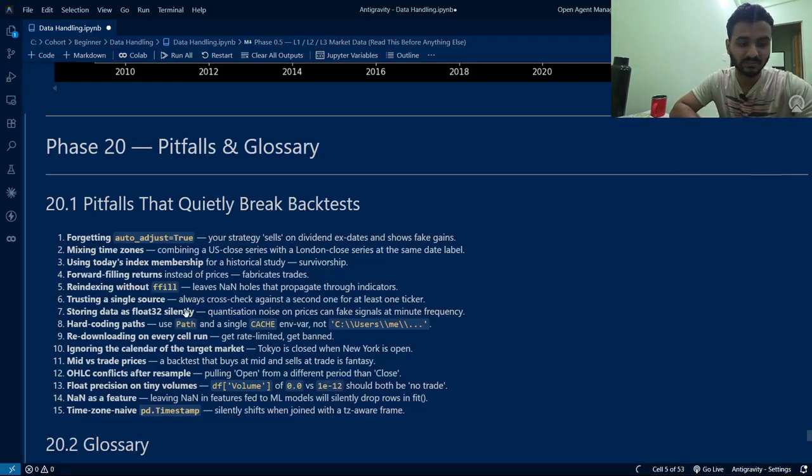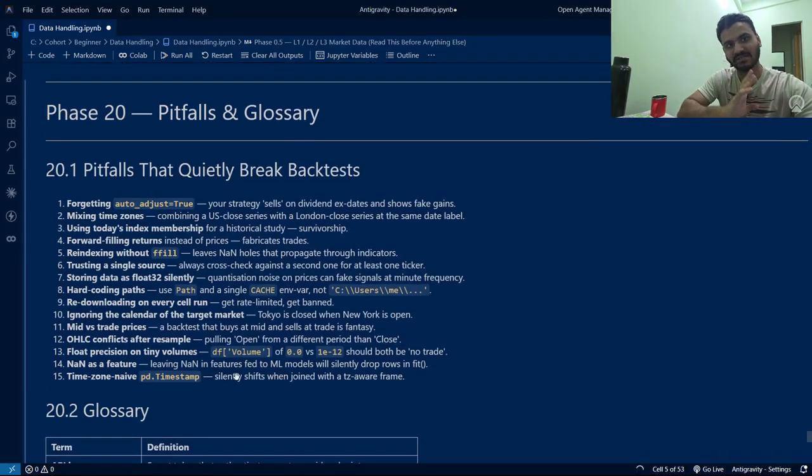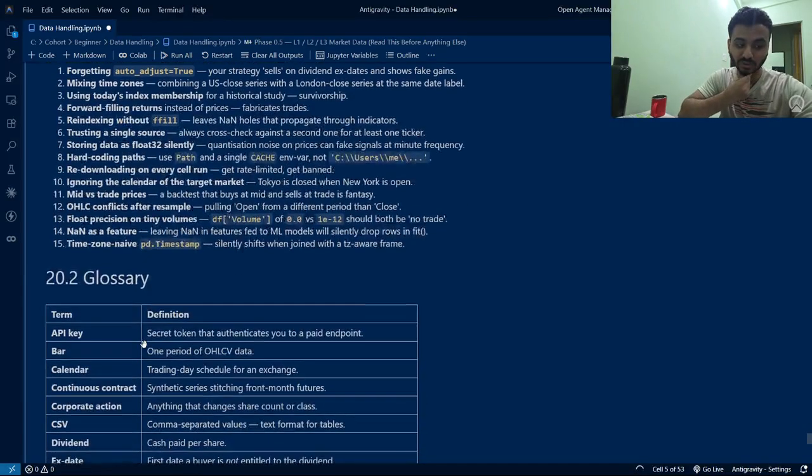No, you should always aggregate data. Then storing data as float32 silently, and then hard coding paths, re-downloading data on each cell. You will get banned for sure, or you will have great bills for data collection. And then ignoring the calendar of the target market. Tokyo is closed when New York is open. It's simple. OHLC conflicts after resample, float precision on tiny volume, and then as a feature, time zone naive data.